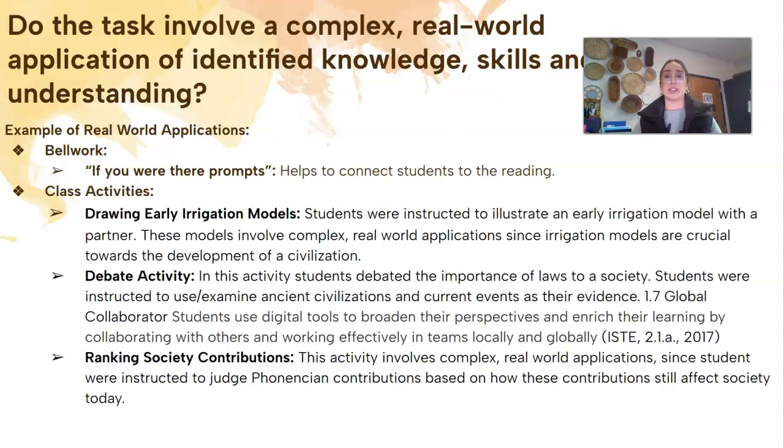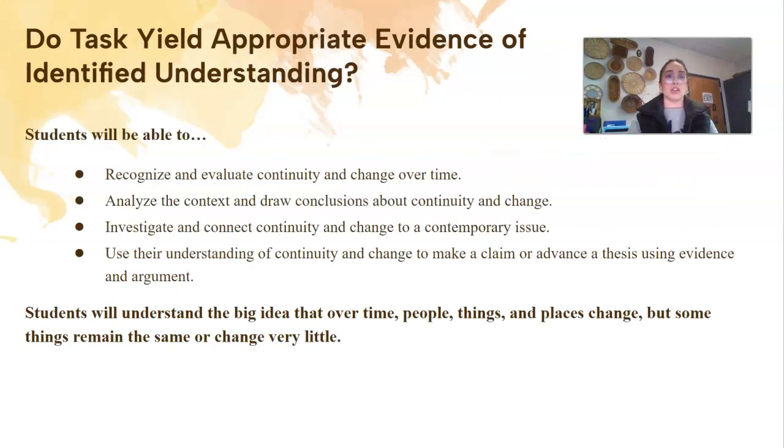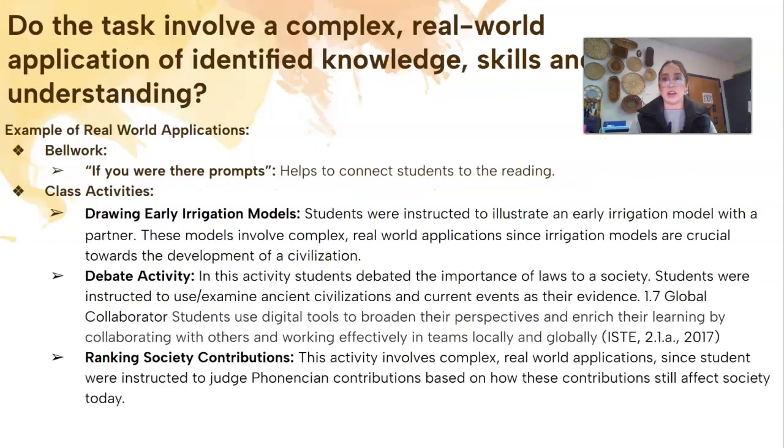Some other things that we specifically did in this unit that demonstrate those real-world applications are drawing early irrigation models, a debate activity, and ranking society contributions. In the irrigation model, my students were asked to illustrate an early irrigation model, and they did this with a partner or a group. These models involve real-world applications, since irrigation models are crucial towards the development of a civilization. That also connects back to the earlier understanding that people and things change over time, since irrigation is still very crucial to our society today, not only for our food but also for our development.